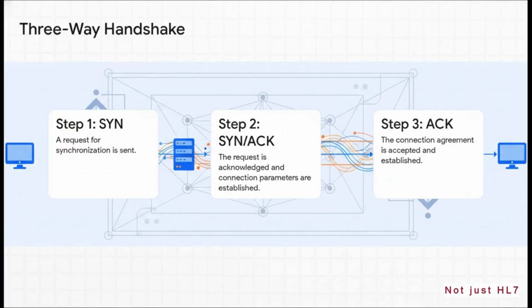So how does TCP make sure that connection is so reliable? It uses a really cool process known as the three-way handshake. It's like a polite negotiation. First, your computer sends a synchronized packet called a SYN packet. The server on the other end replies with a synchronized acknowledgement packet, or a SYN/ACK. Finally, your computer sends back one last acknowledgement packet, an ACK. And only after that three-step conversation is complete is the connection established and ready for data.